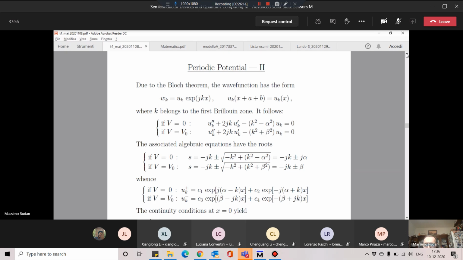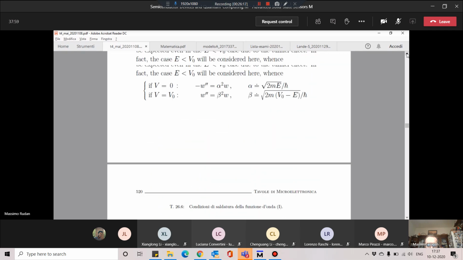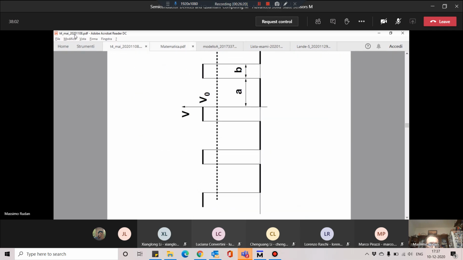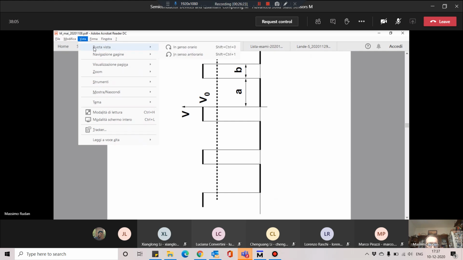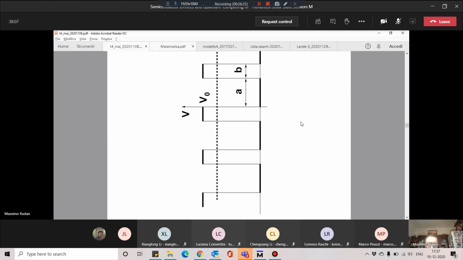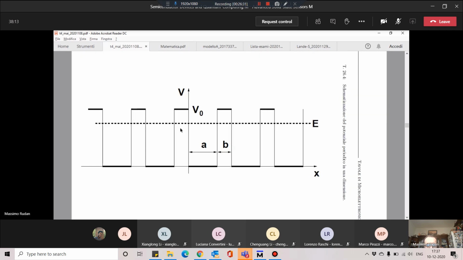Okay, so for sure, if I go back for a second to the figure, if we solve the Schrödinger equation in one period, for instance, starting at 0 and ending up at a plus b, the conditions to be imposed are that in the middle, at the point A here, the solution must be continuous with a continuous derivative, okay?